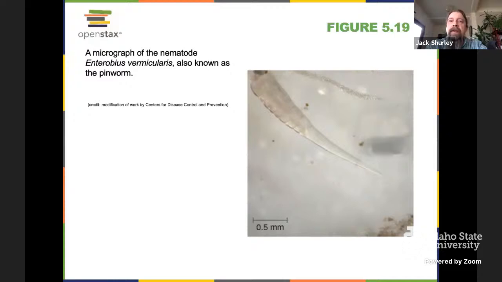Again, tremendous variation with the types of worms and the body sites that they might be infecting. So hopefully that answered your question. We'll see a couple more examples of these worms, not the pinworms, but we will talk pinworm a little bit later on.